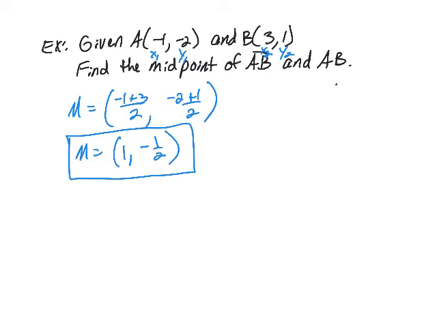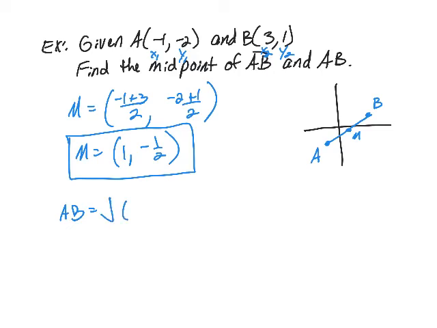If I quickly sketch this, just so you can kind of eyeball it, (-1, -2) would be roughly there. There's A. (3, 1) would be roughly there. There's B. And it looks like the midpoint could be roughly around there, so it makes sense that it's (1, -1/2).